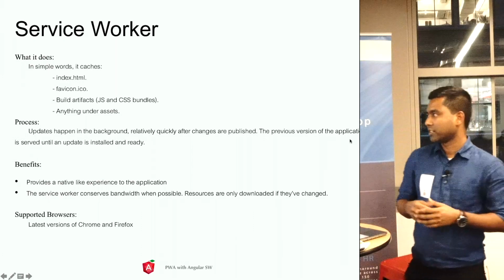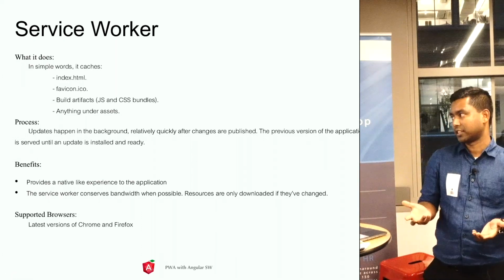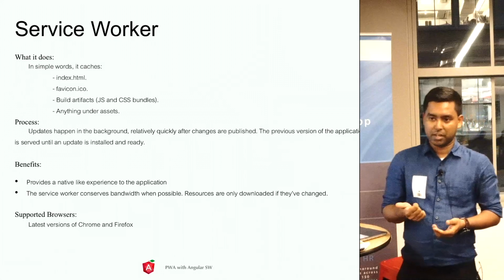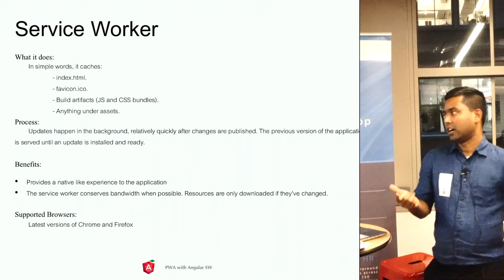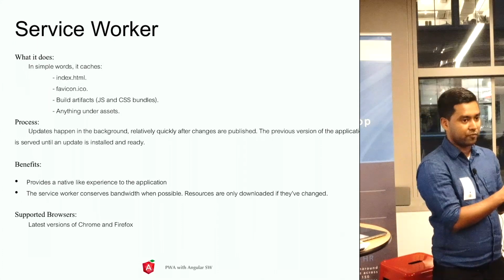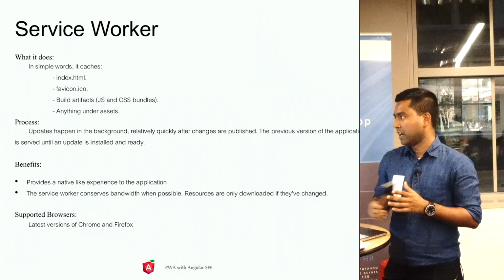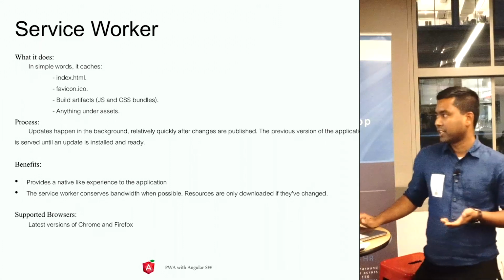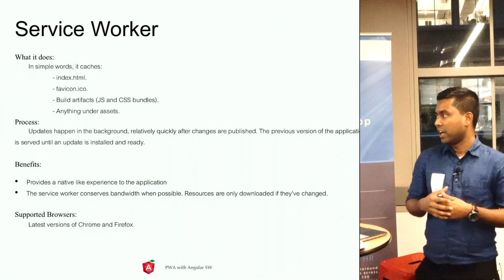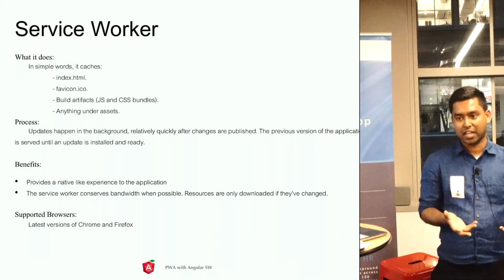So what the service worker does is it caches your application stuff. Some of the stuff it caches is your index.html, basically the startup file. The favicon is the icon you provide; it will show up on your phone if you store it as an application, on Android or iOS or any other version. Build artifacts are some of the JS and CSS initial files. And then any other assets, basically in the assets folder, whatever pictures you have, it will cache them.